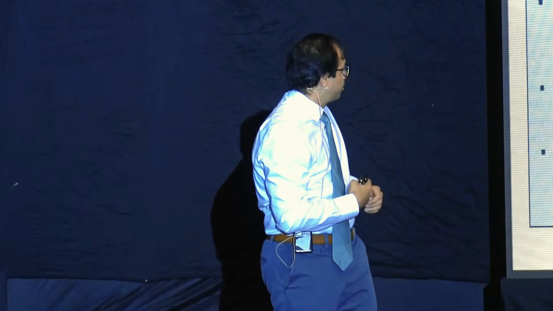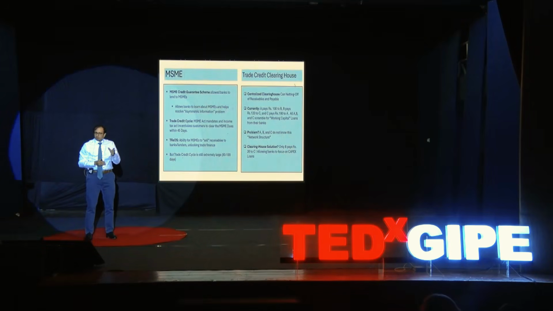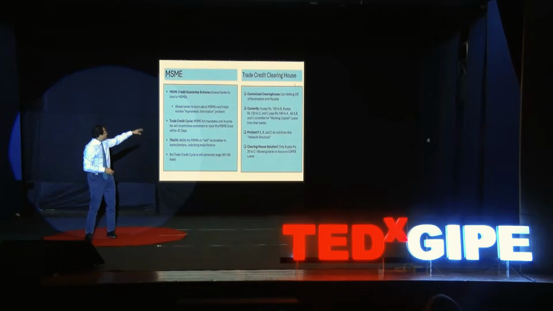So there are a lot of things that the Indian government and RBI collectively have done for the MSME sector, but we can do a little bit more, taking cues from some other economies. On TReDS, you can go and sell your assets to get money from the banks, but how about something called a trade credit clearing house?